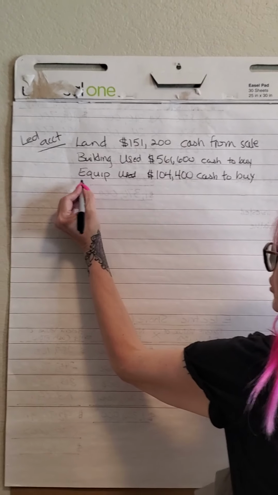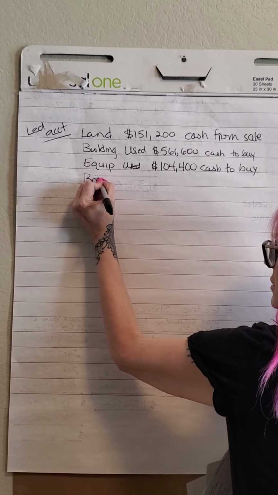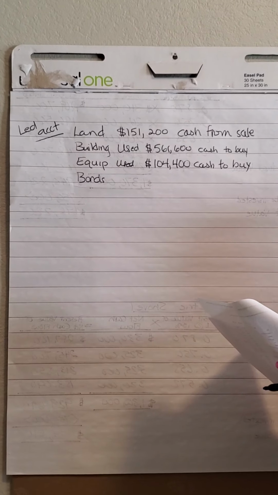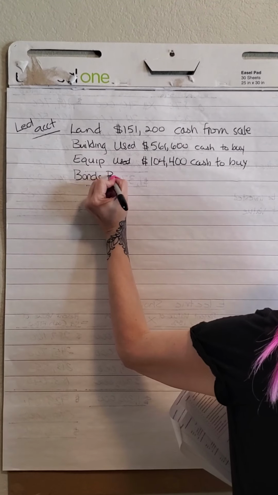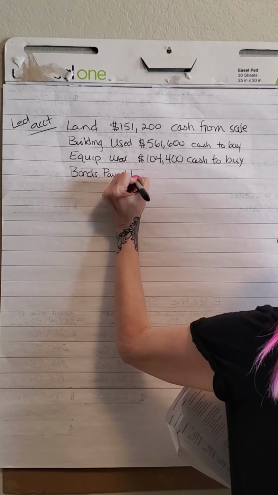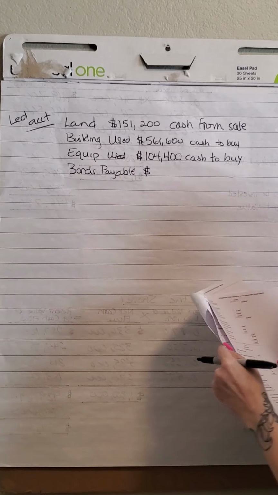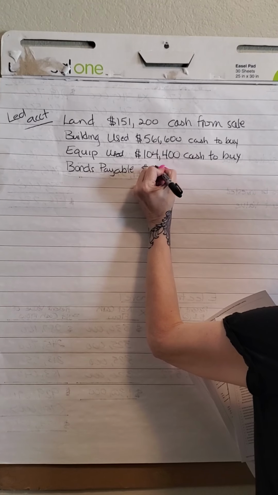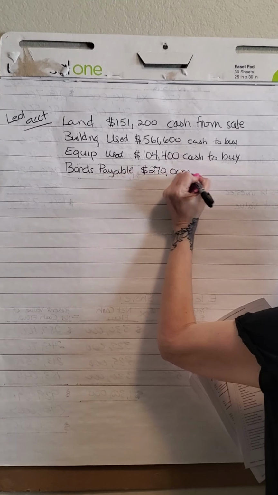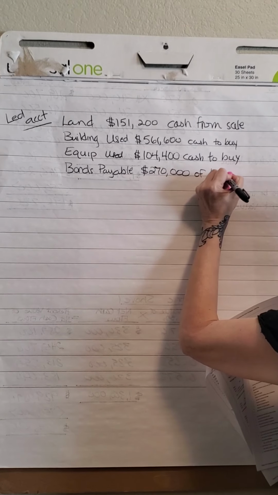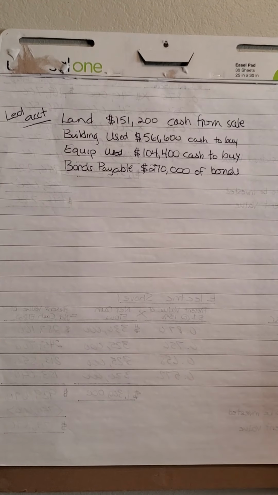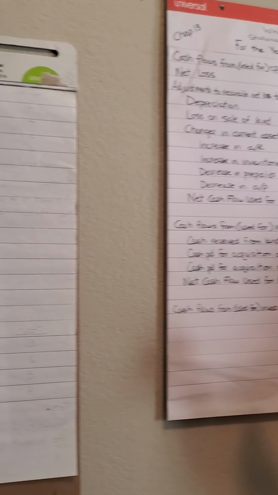So again, I'm going to look at our bonds payable account. Which one am I looking at? Bonds payable. And it shows that we issued $270,000 of bonds. When we issue bonds, we receive cash. So we're going to put that. That's cash received from issuance of bond payables.